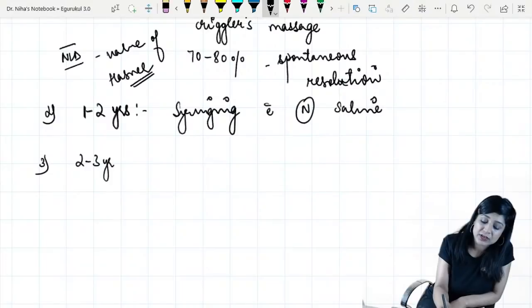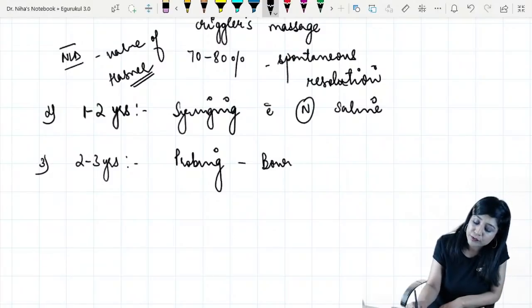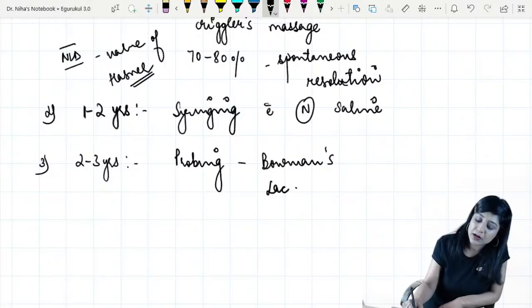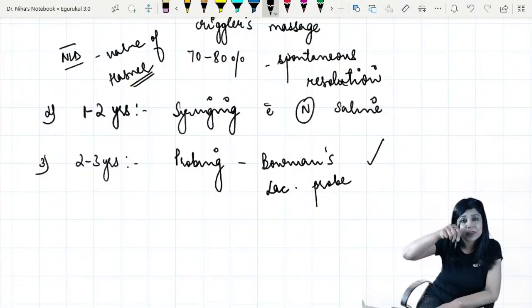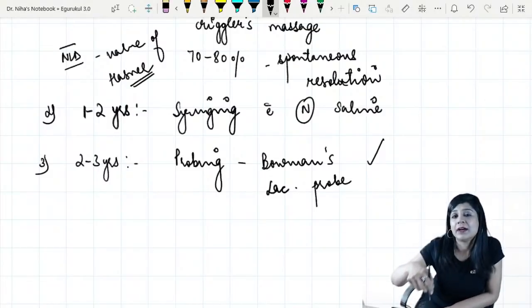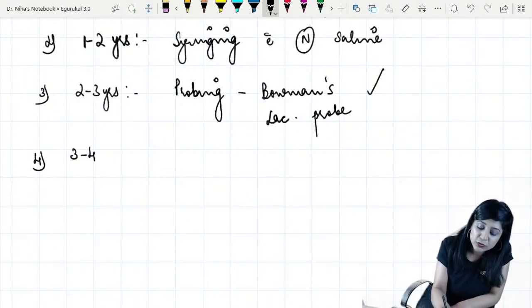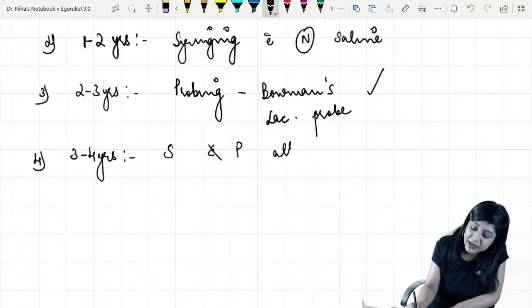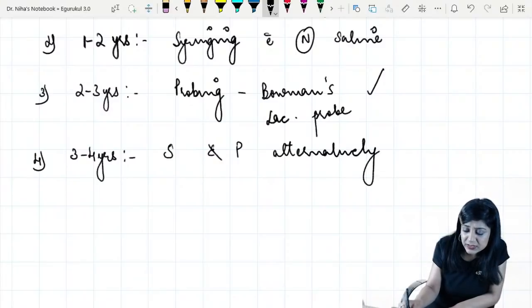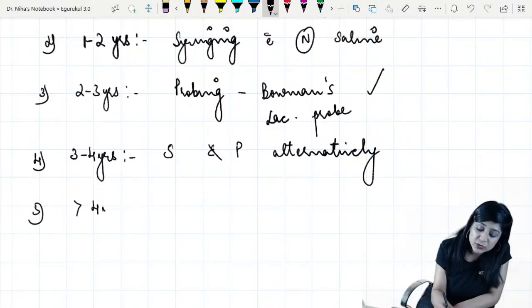If it is not getting corrected even now, then between 2 to 3 years we can even do the probing also. This probing is done with the help of the Bowman's lacrimal probe. You are going from the upper punctum inside, or through the lower punctum, and you can open that. Then number 4, if it is between 3 to 4 years and still not corrected, you can do syringing and probing alternately, because DCR surgeries usually we are not doing before 4 years. It is only after 4 years of age that you can start with your DCR surgery.